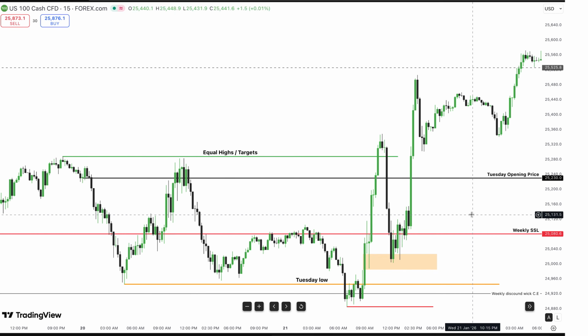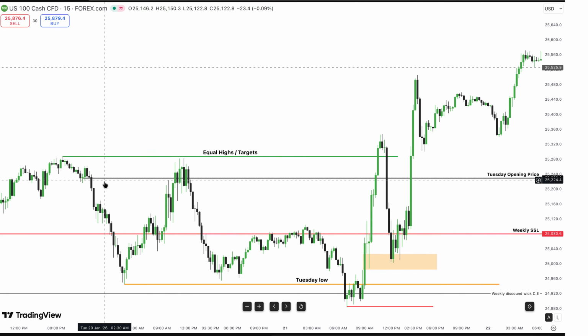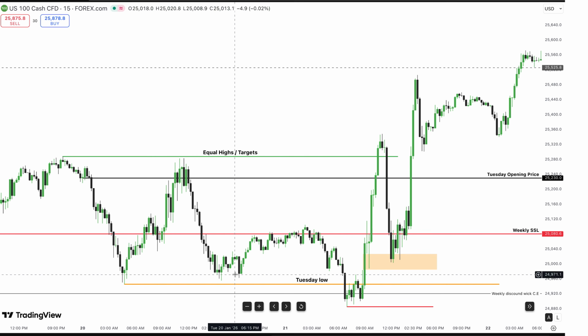Right now we are on the 15 minute time frame. Here is the Tuesday opening price. This is the Tuesday and this is the Wednesday. As expected, price has sold off through the Tuesday opening price. After that, on the Tuesday, we didn't have any type of setup.